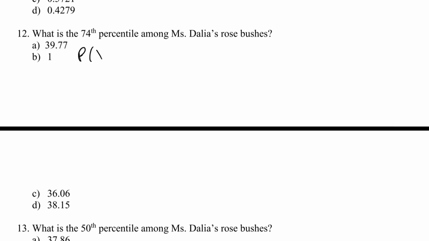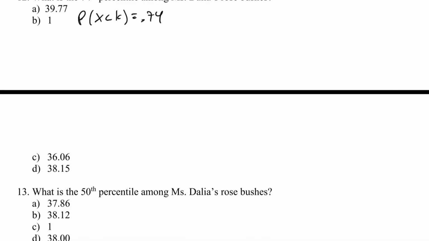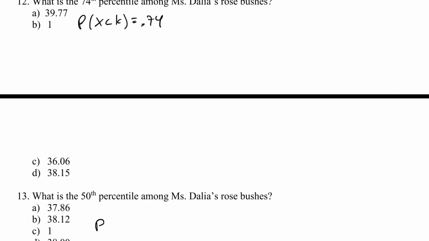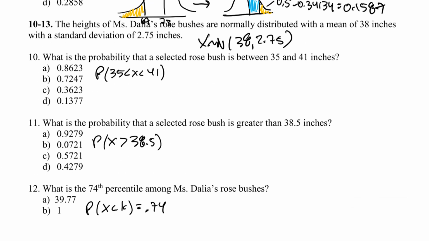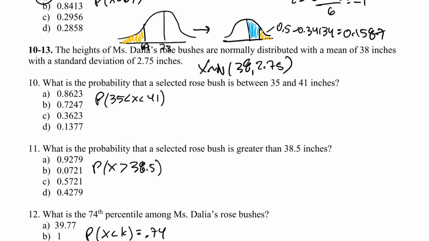So what that means is x is less than k equals 0.74. That's a little different. We're looking for the opposite thing here. And in 13, we're looking for the 50th percentile. So probability of x is less than k equals 0.5. And that should be easy, actually. Number 13 is probably the easiest out of all of these. In fact, we can think about it right now.